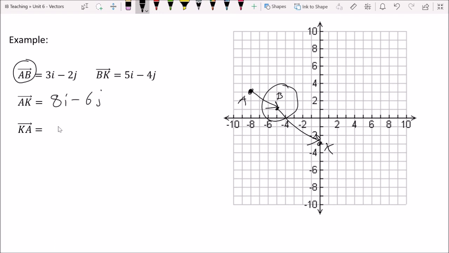And we can confirm that. This says 8 to the right and down 6. Is it true that from A to K is 8 to the right and down 6? Let's see. 8 to the right, down 6. Yeah, visually that appears to be true.